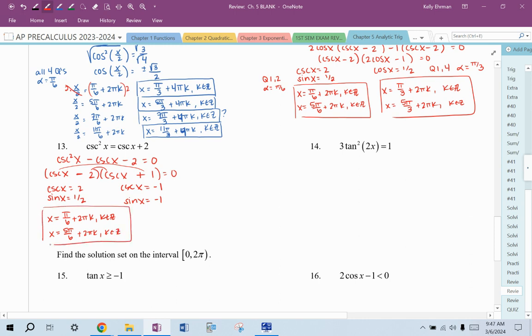So we got that. When is sine equal to negative 1? That's only at the bottom of the unit circle where we have a y-coordinate of negative 1. Everywhere else, sine is 0 or positive 1. So this is 3 pi over 2 plus 2 pi k, where k is an integer.